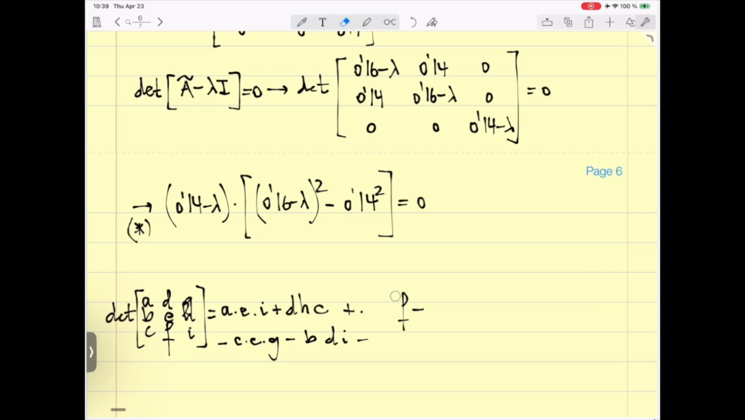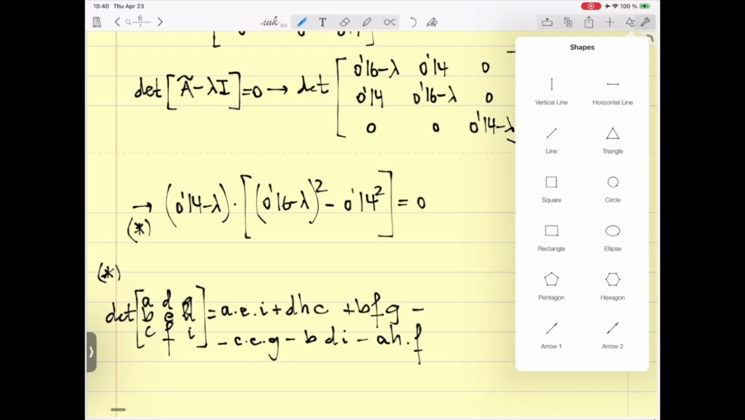This is also wrong. B times F times G. And then E times H times F. Okay, so this is the equation. Let me check again. DHC, BFG, and then CEG, BDI, and AHF. Yes.